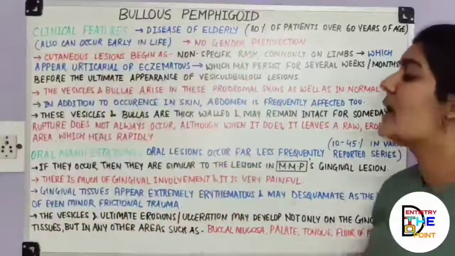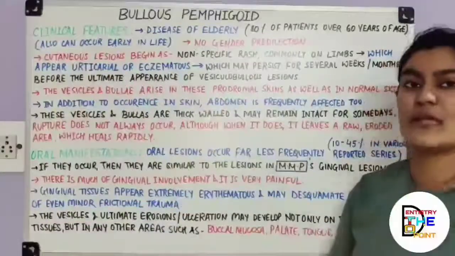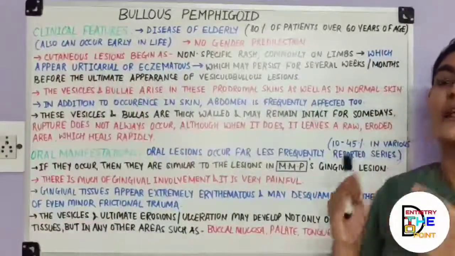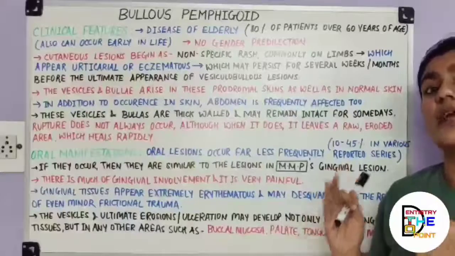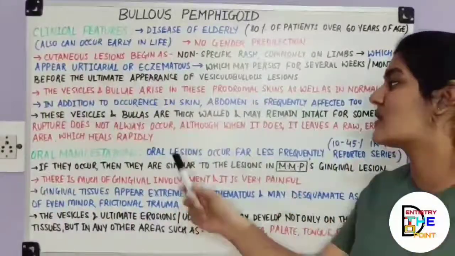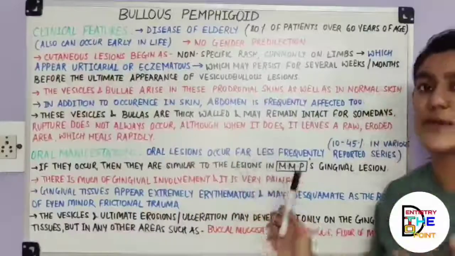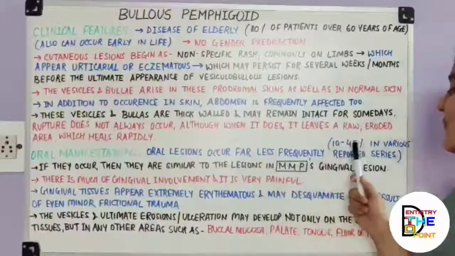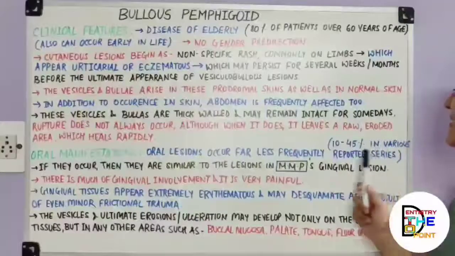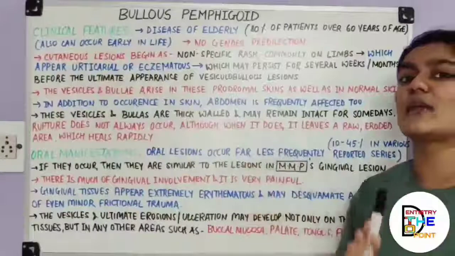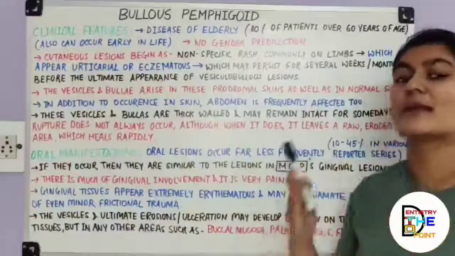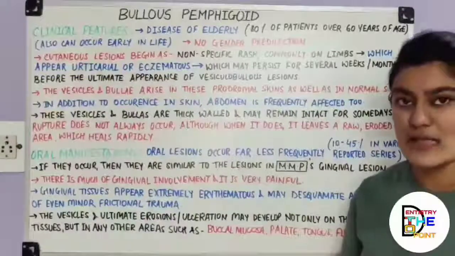Simple line. Okay, now moving on to the oral manifestations. Again, as we told, it has rare manifestations in the mucous membrane, so oral lesions occur far less frequently, in 10 to 45% of cases in various reported series. So it ranges from 10 to 45%; it may occur, but the chances of involvement are rare.